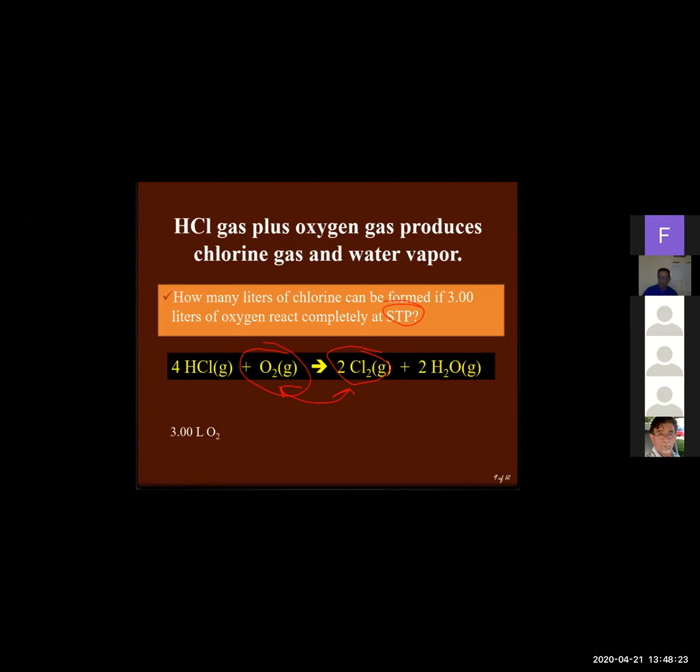Write down what we're given. We got 3 liters of oxygen. Well, sure enough, we need the 22.4 liters per mole because that puts us into moles of oxygen, because we're at STP. Then the mole ratio between chlorine and oxygen is 2 to 1. That comes from the balanced chemical equation, 2 to 1.